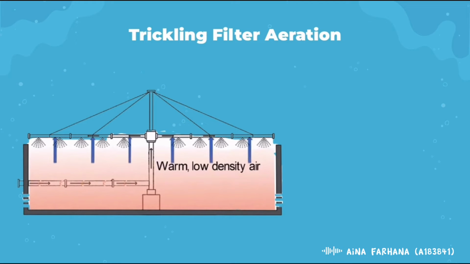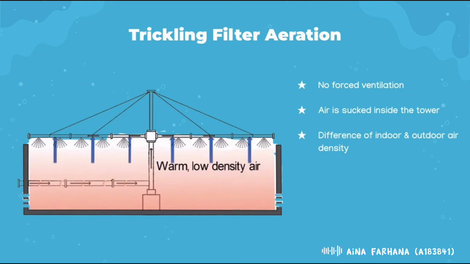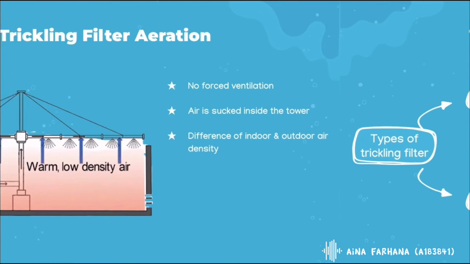Firstly, we need to know that the trickling filters are operating under aerobic conditions, but mostly without the use of forced ventilation or aeration. Second, the tower shape of trickling filters causes air to be sucked inside the tower over the slots at the trickling filter bottom. This effect is called the chimney effect. And lastly, it results from air buoyancy which occurs due to a difference in indoor to outdoor air density.